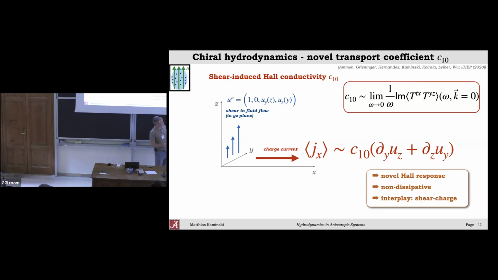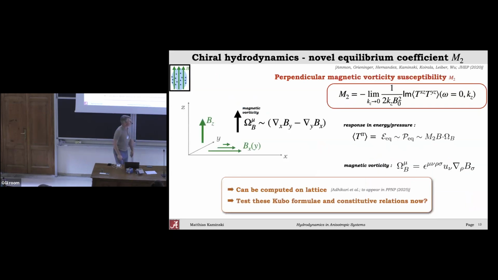So you just shear the fluid flow. You're not manipulating any charges, but then what results from this shear is a charge current. So that's a novel type of response. And the Kubo relation that you derive for it is TTX, TYZ. So these are the components of the energy momentum tensor that you have to look at. So we should look for that transport effect.